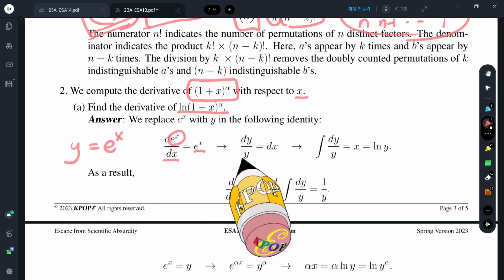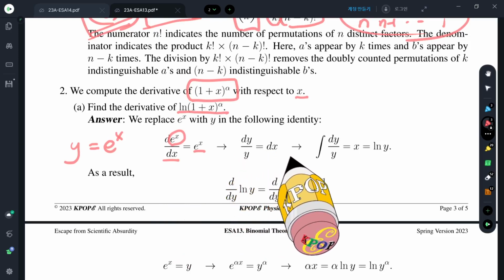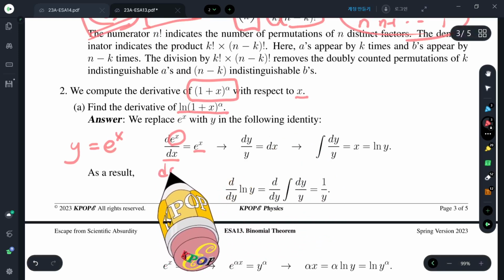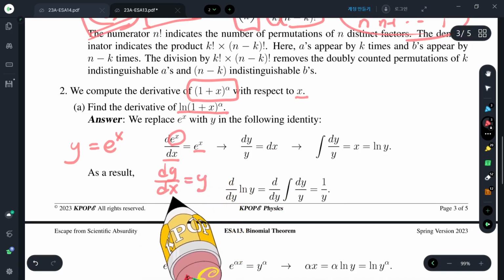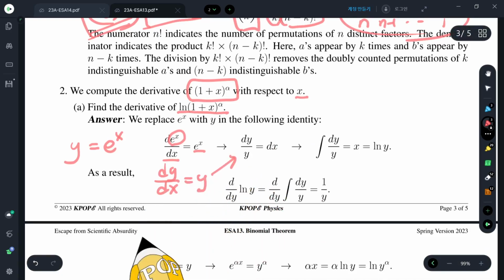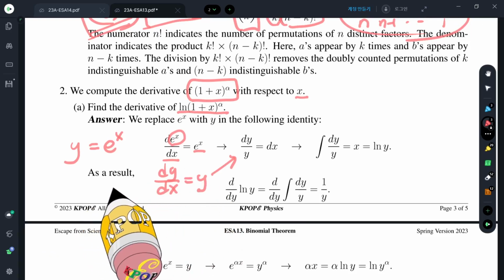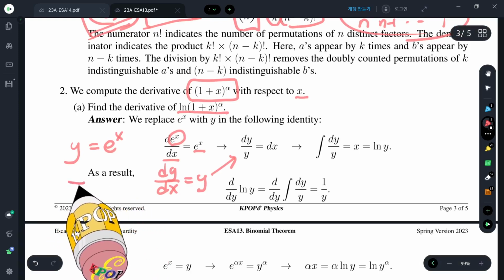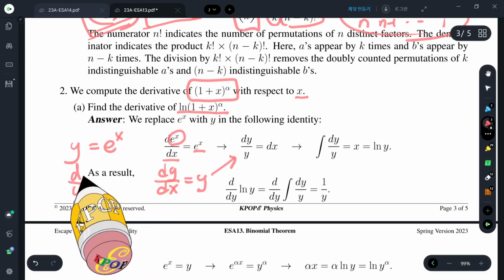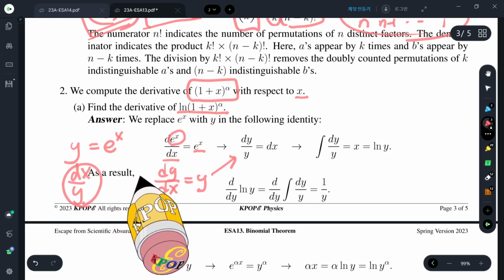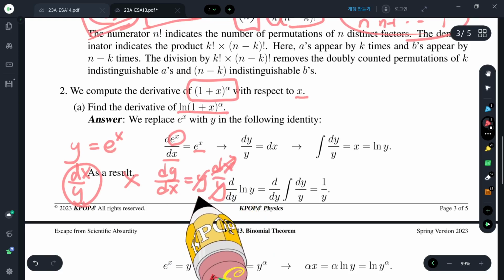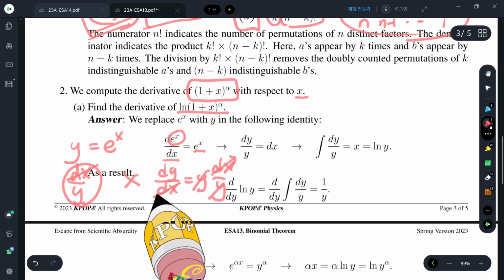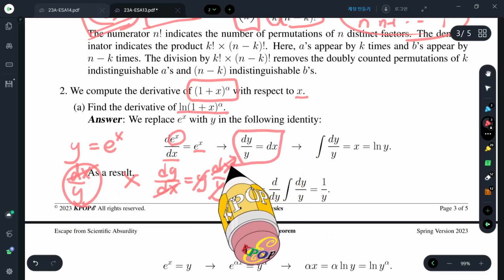So we substitute y for e to the x, then this differential equation is dy over dx equals y. So we can rewrite this one by separation of variables. We multiply dx over y on both sides. Then y cancels, dx cancels, and I obtain this.